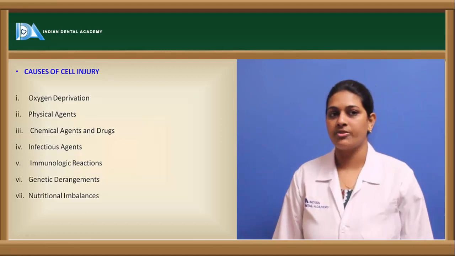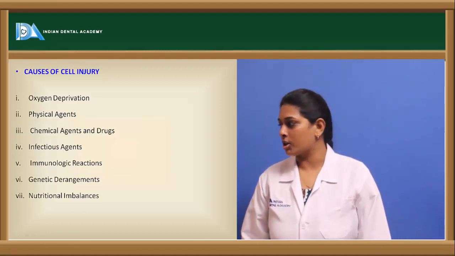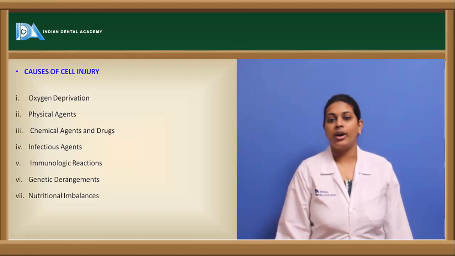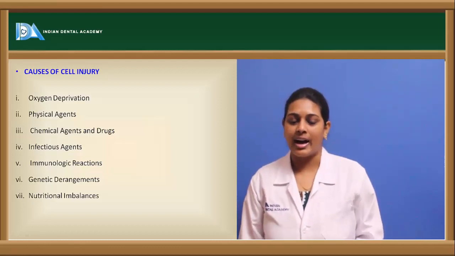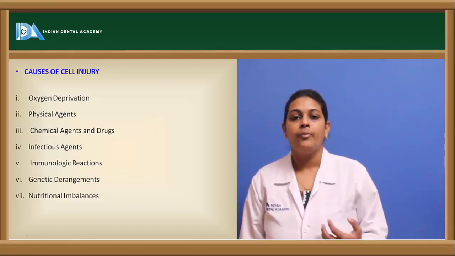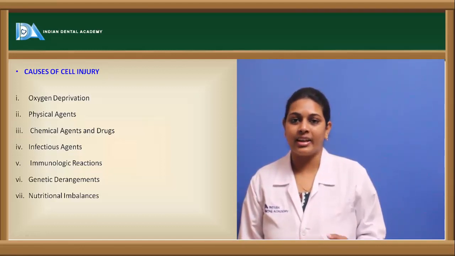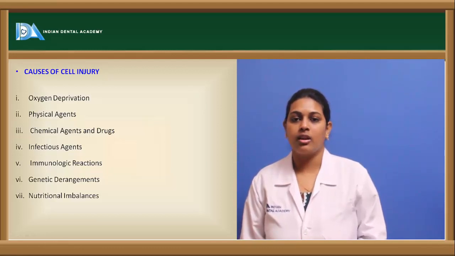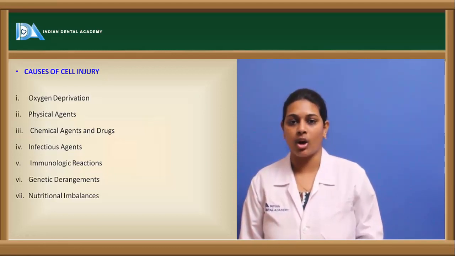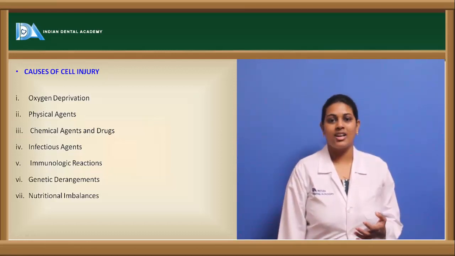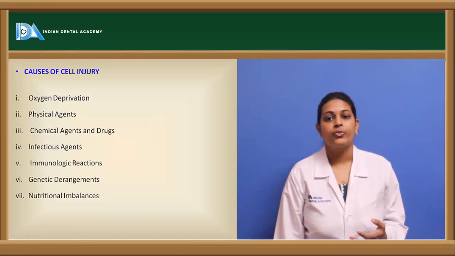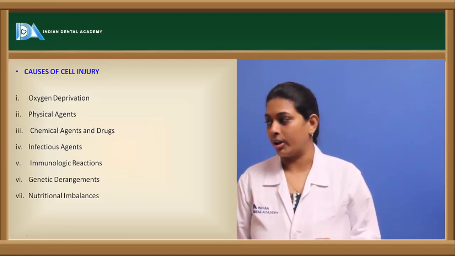So coming to the causes of cell injury, one is oxygen deprivation. That is, when the oxygen content is decreased in the body, which is carried in the blood or inhaled through our nose. Any disorders in the lung could also cause a decrease in the oxygen levels in the body. This could be one of the causes of cell injury, because there will be a state of hypoxia, which is a decrease in the oxygen level in the body.